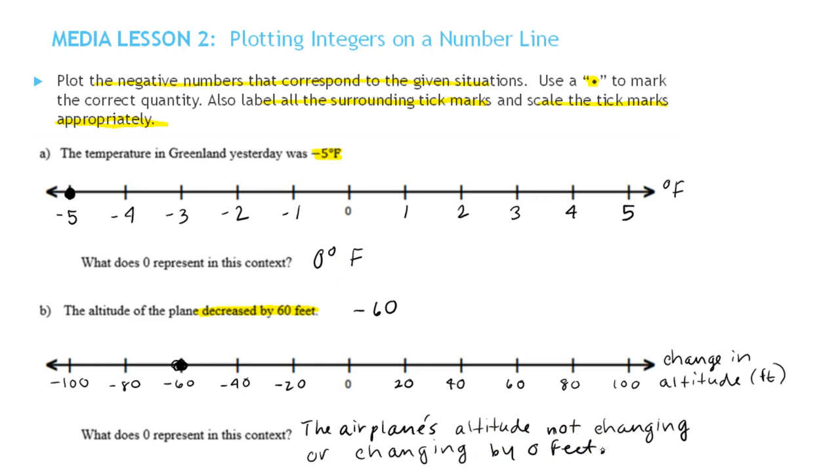Okay. So again, it's a good idea to label your number line, to put right here what the context of the situation is and what the number line represents, and that will also assist you in defining what 0 is.